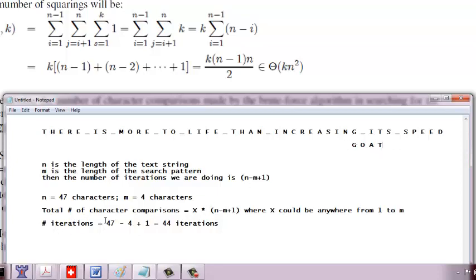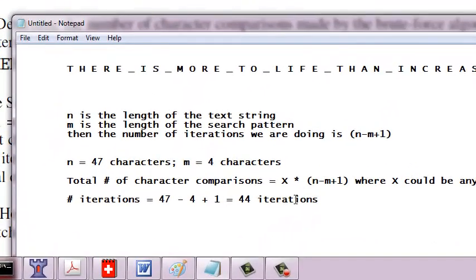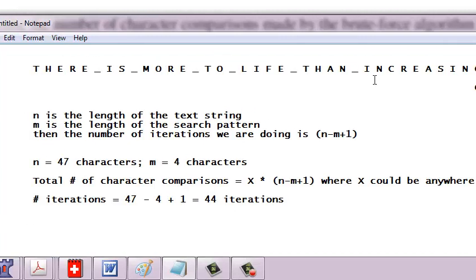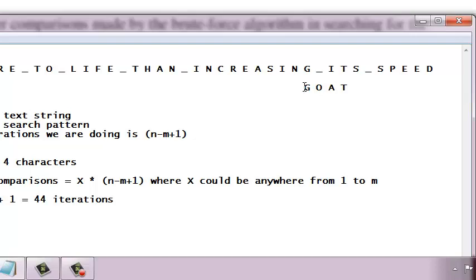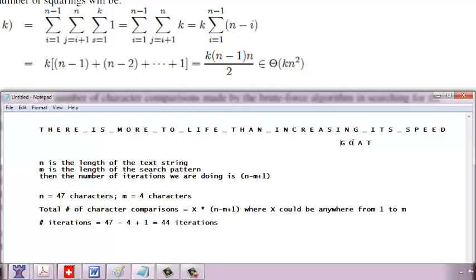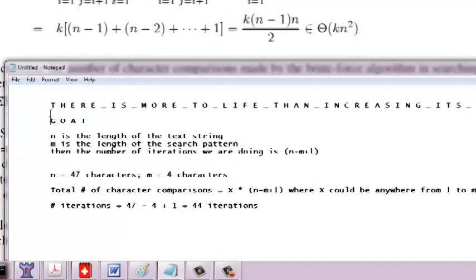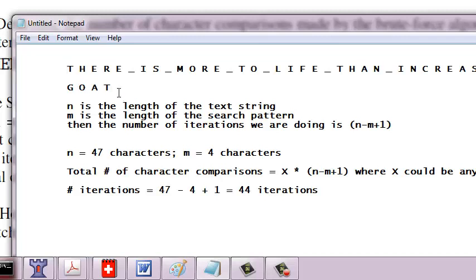So the total number of iterations we do in this case is going to be 47 minus 4 plus 1, which is 44, right? Now in these 44 iterations, how many iterations do we do exactly one comparison? It's going to be 43 iterations. Each time we move the search pattern, that's an iteration. So this is one iteration. We do only one comparison in this iteration, T and G. We don't need to do subsequent comparisons. Okay, so that's one iteration.